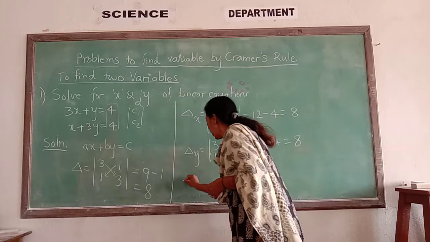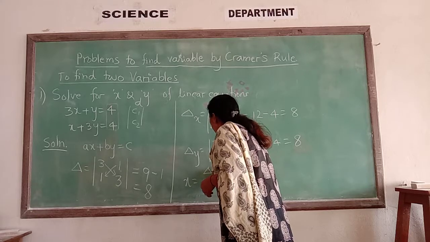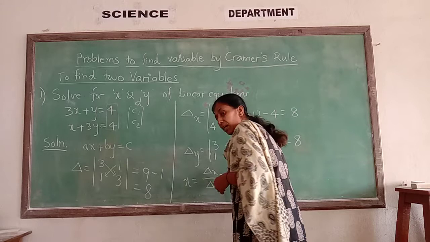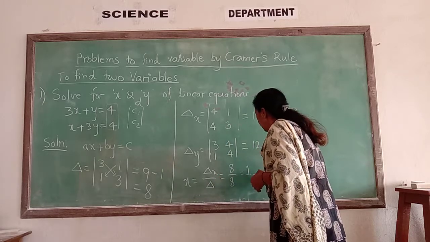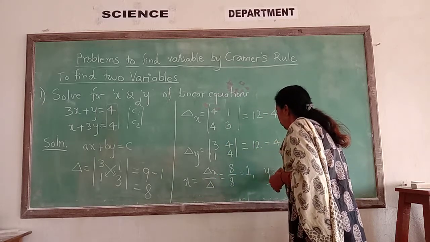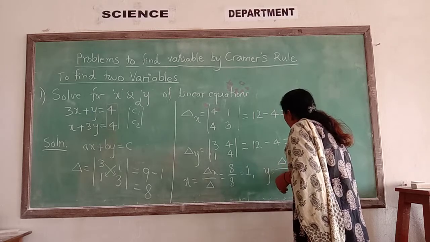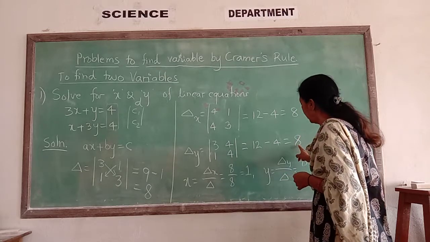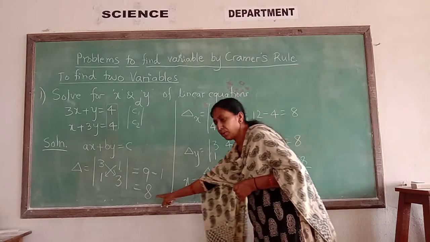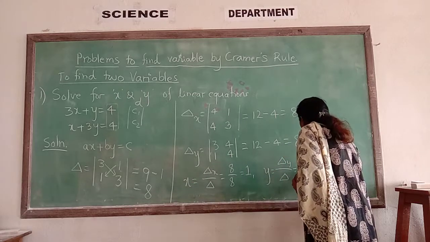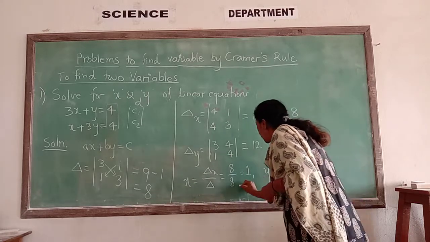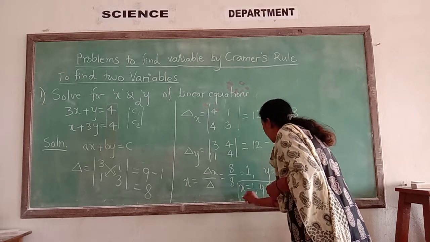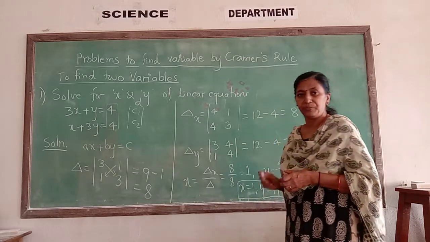Next, to find the x and y values. x equals delta x upon delta, that is 8 upon 8, which equals 1. Similarly, to find y, you write delta y upon delta, that is 8 upon 8 again. Delta y is 8 and delta is also 8. You will get 1. Therefore, the x value is 1 and the y value is also 1. This is the solution of the linear equation.